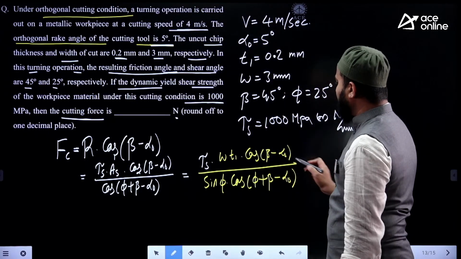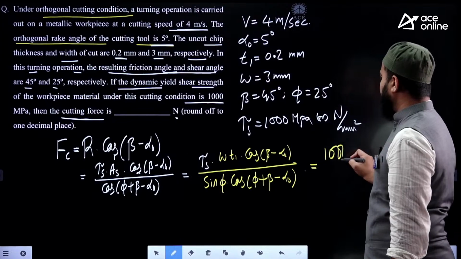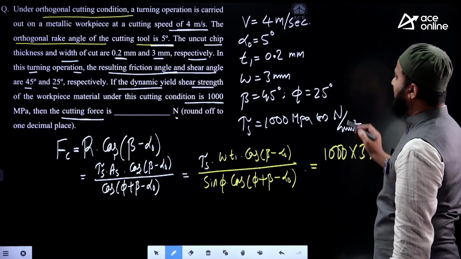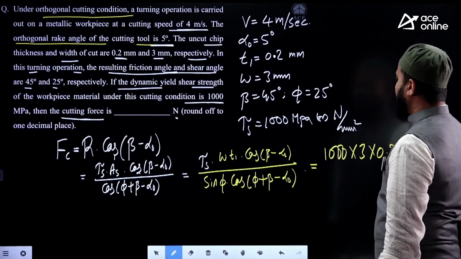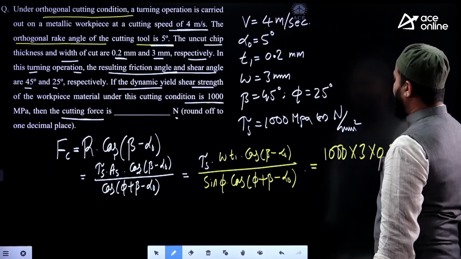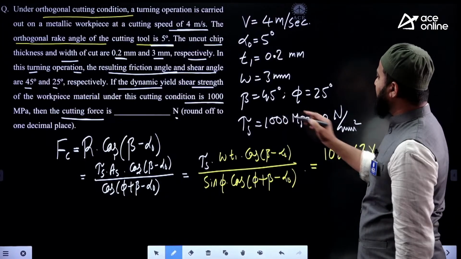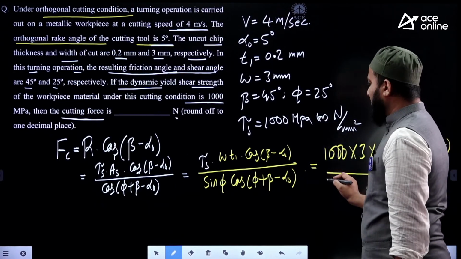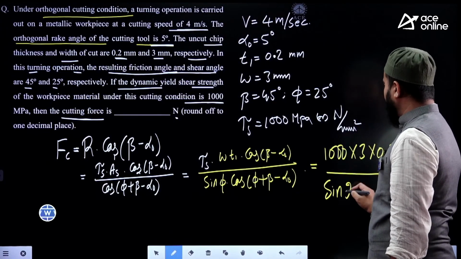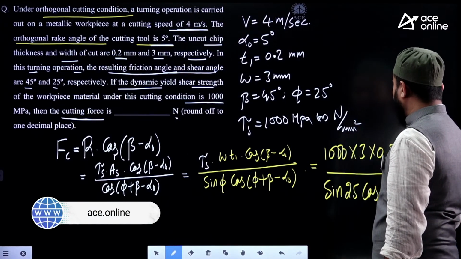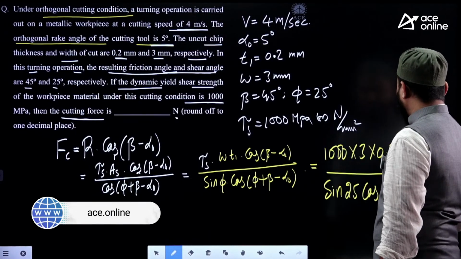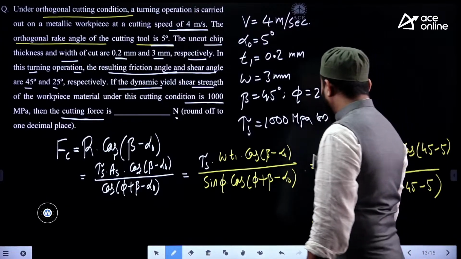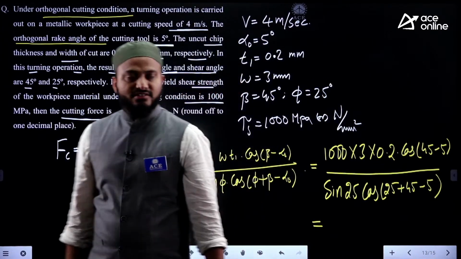Now observe, everything is available. Tau is available, 1000, into W is available, width of chip, and uncut chip thickness T1 is given, into cos phi plus beta minus alpha. Beta is 45, alpha is 5. Both are given, by sin phi. Phi is given as 25, into cos 25 plus 45 minus 5. So put the value, get the result.